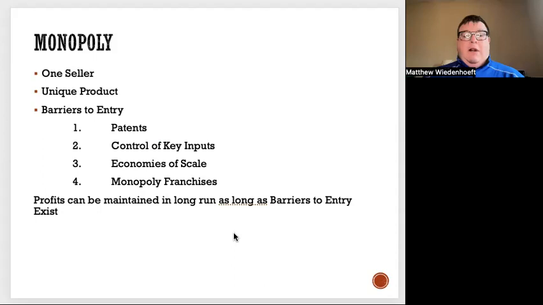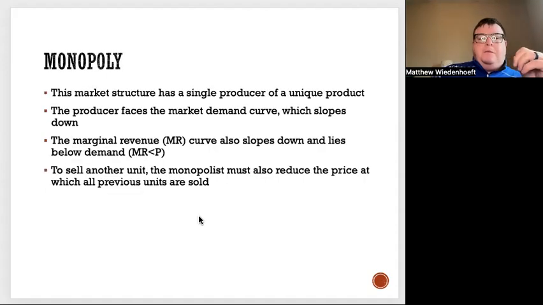Profits can be maintained in the long run as long as barriers to entry exist. So the problem with patents is they run out. And I say problem, that is obviously for the person who owns the patent, and sometimes the consumer, and the competition likes that the patents run out because then they can get in. Hence generic drugs from the drugstore. So as long as one of these 4 barriers to entry exists, they'll maintain their profits in the long run. Now, it's a single producer of a unique product.